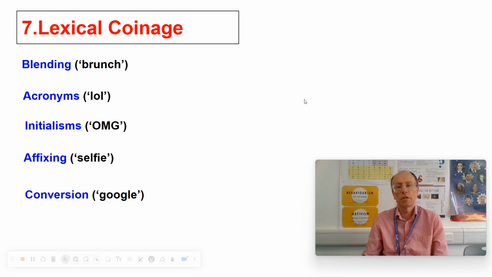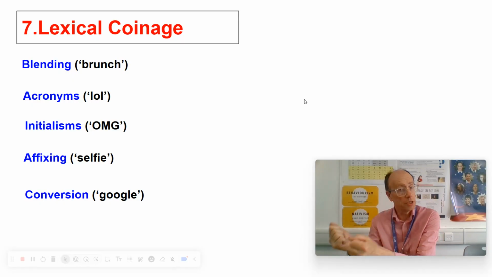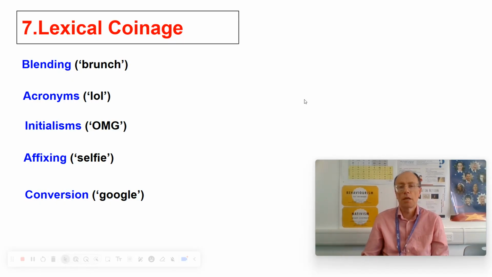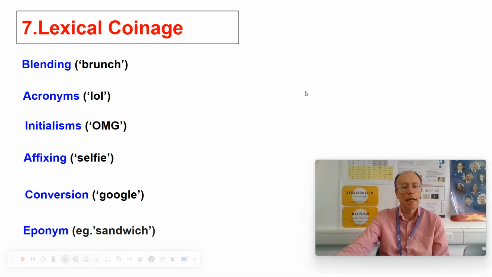We also have conversion, which basically means taking a word from one word class and then using it in another word class. So we had the proper noun Google, and now we start Googling. So we're starting to use that as a verb rather than simply using it as a noun.